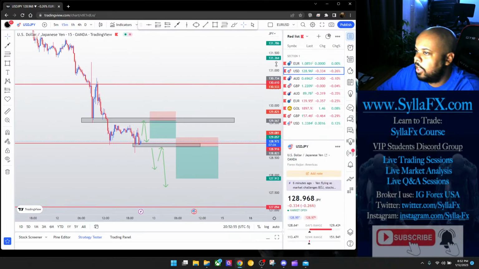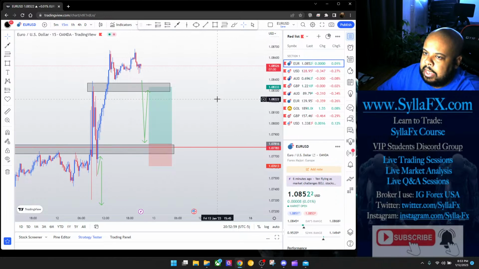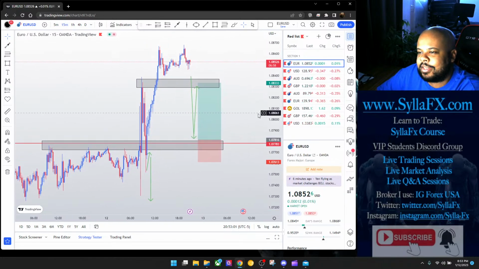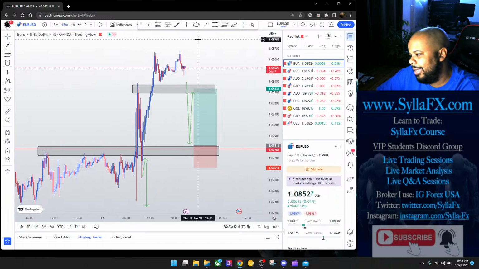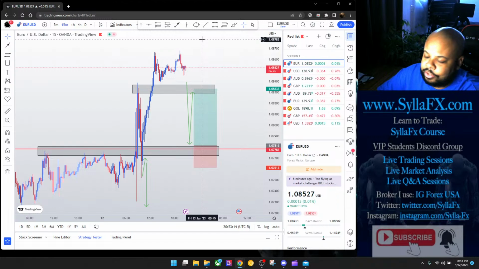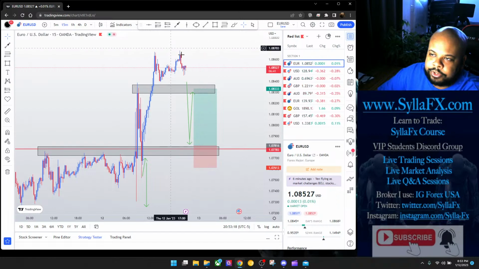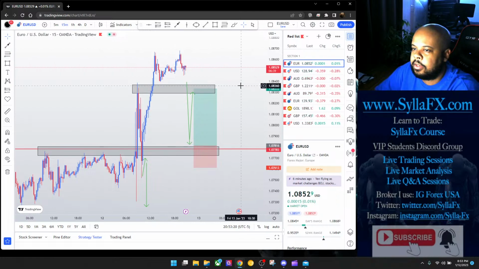But outside of that, the euro-dollar, I don't know if we're going to make it all the way back down to this level, but it would be nice because this is a higher probability trade. So we'll just see what happens. Price may just continue rejection like it is here and make its way up. It's Asian session right now, so there's not a lot of volume in the market, and I'm typically not trading the Asian session unless I see a very clear entry point on that.